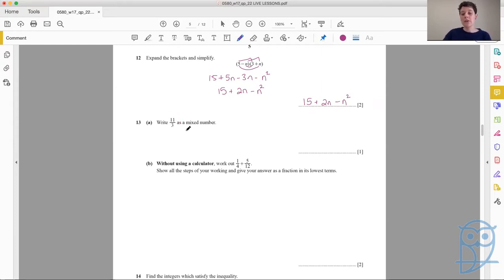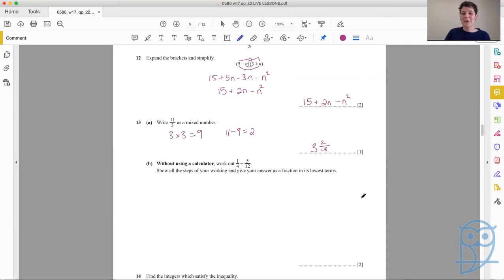So we have to think, okay, so how many times did 3 go into 11? Well, not even, we're going to end up with a mixed number, of course. So we've got 3, 6, 9, 12 is too big. So 3, 6, 9, there were 3 of them. So 3 times 3 equals 9. 11 minus 9 equals 2, which means that there are 2 left sitting on top. So our mixed number is 3 2/3.